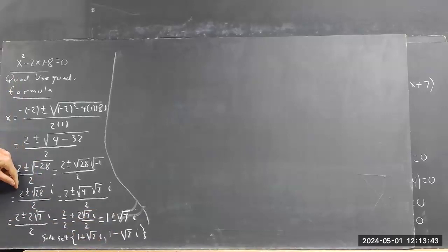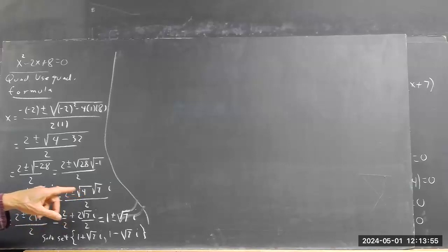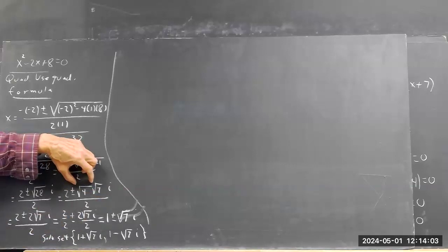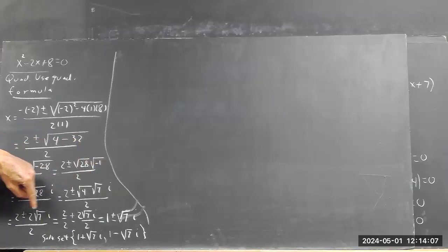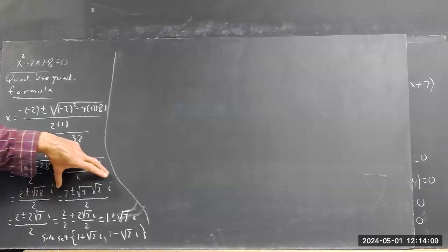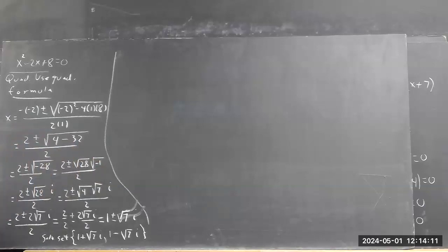So we can write this as 2 plus or minus the square root of 28 times the square root of -1, but we write that as i. Then 28 contains a perfect square. 4 divides into 28. 4 times 7 is 28. So we split the square root of 28 into the square root of 4 times the square root of 7. And the square root of 4 is just 2. And we keep the i. So instead of 4, we write 2.